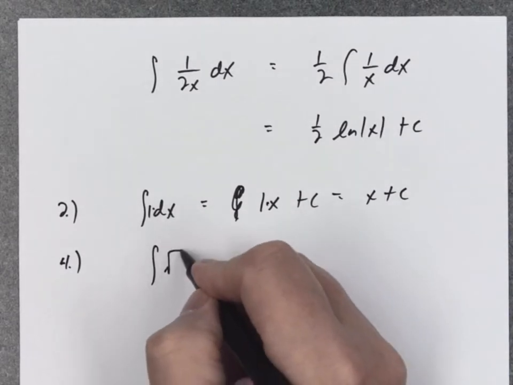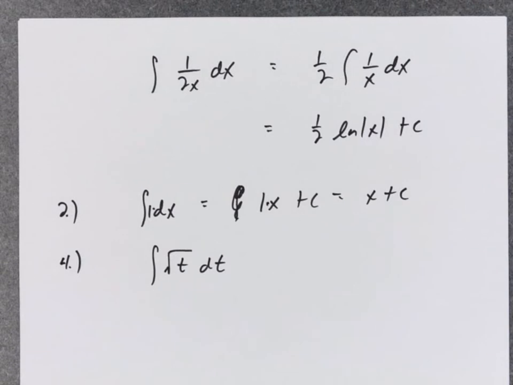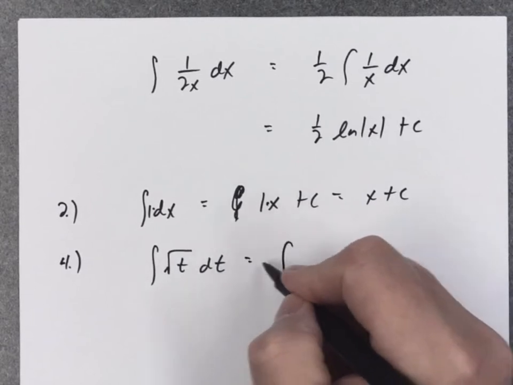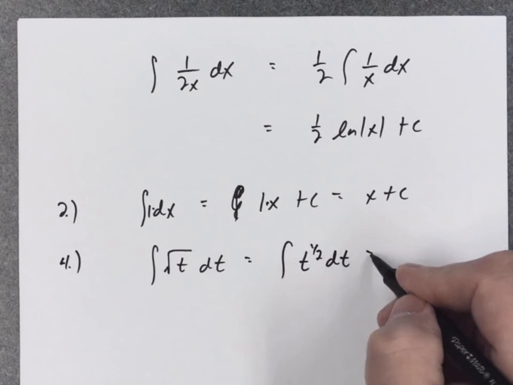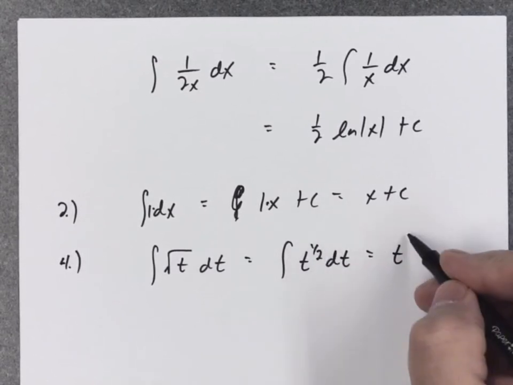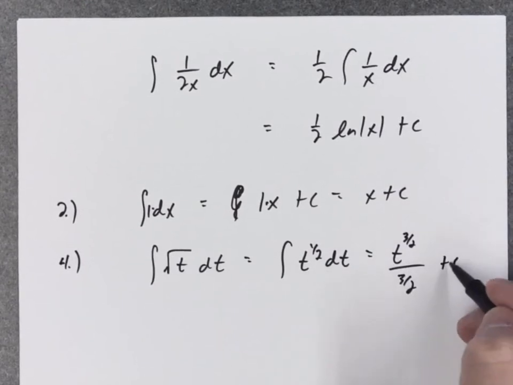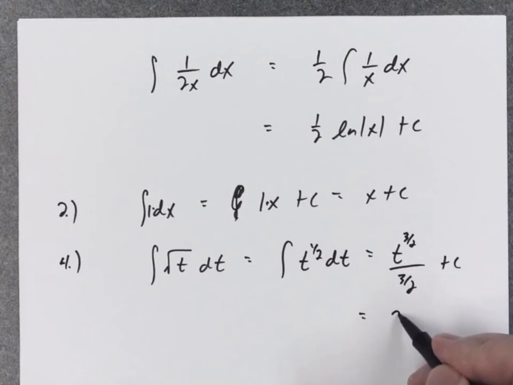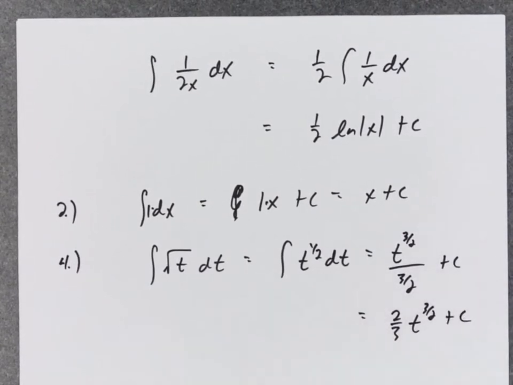And actually, I did this one too. Here they change the variables. A lot of times I use x, but you can use any variable. Integral of square root of t dt. Once again, let's put this in the form where we can use the power rule. Power rule says you add 1 to your exponent, divide by the new exponent, and don't forget the plus c. So by the time we simplify the complex fraction, there you go.